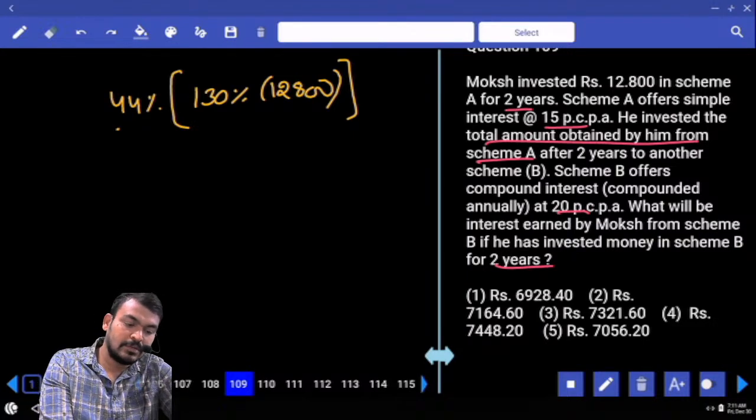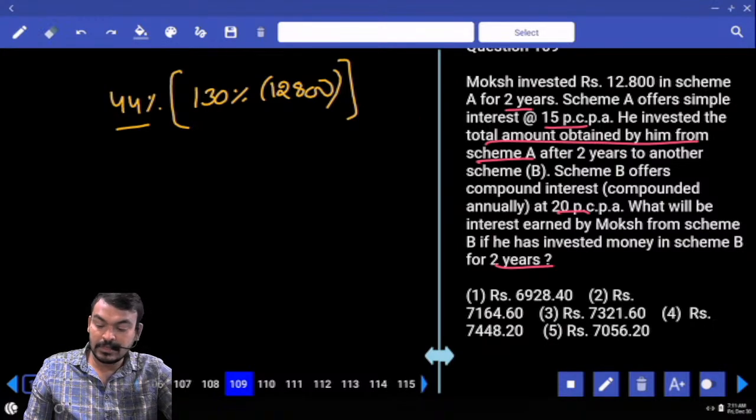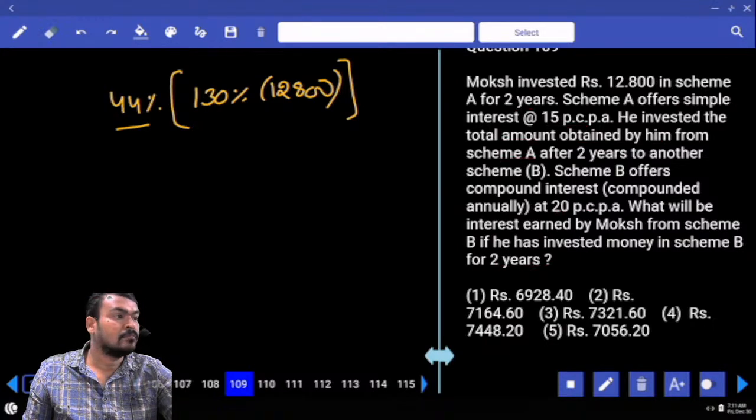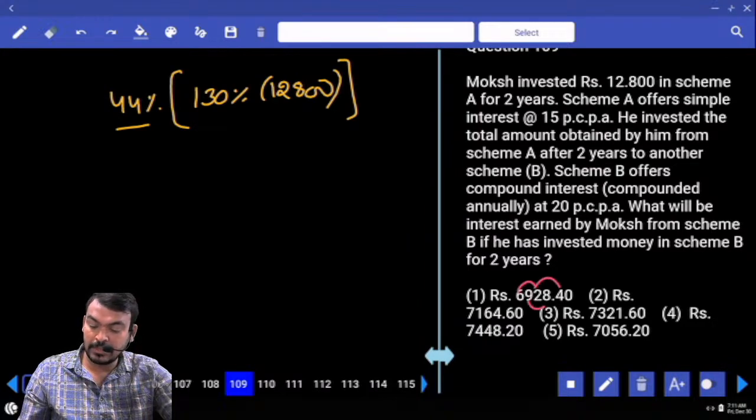12,800. First verify whether it is a multiple of 11. First option: 6 plus 2, 8. 8 plus 4, 12. 9 plus 8, 17. Is it a multiple of 11? No.